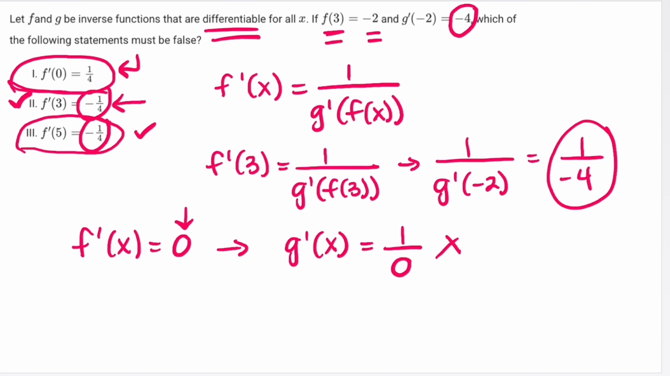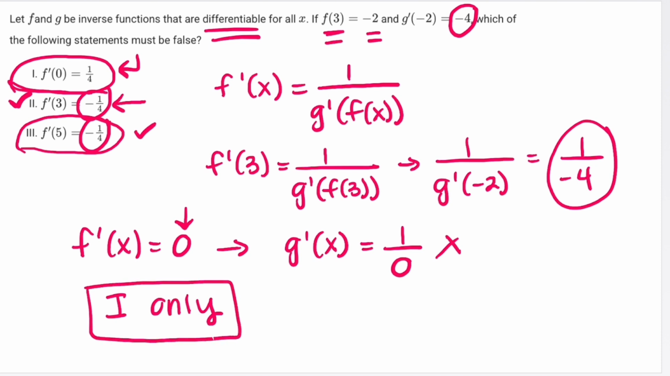All right, so which statements must be false? The only one that must be false is 1 only. Okay, that's the only one that must be false. 3 could be false. We don't know. 2 is definitely true, so it's not false. So 1 only is the only one that must be false.